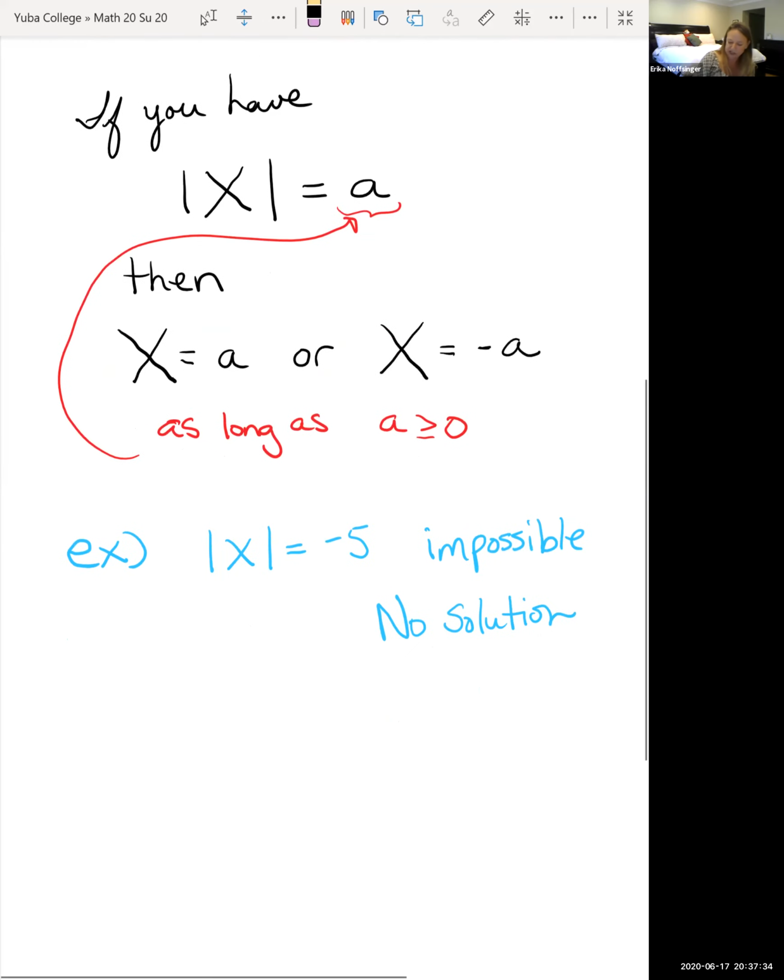Okay, so we can use this to help us solve absolute value equations. So let's say you have the absolute value of 2x plus 3, and that absolute value is equal to 5.